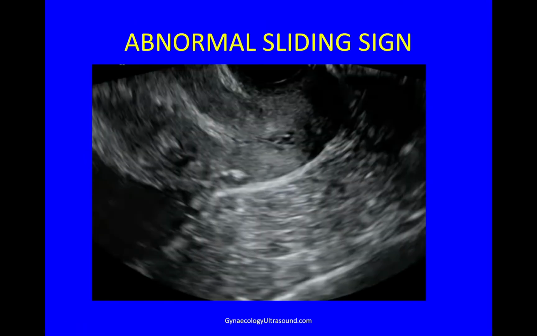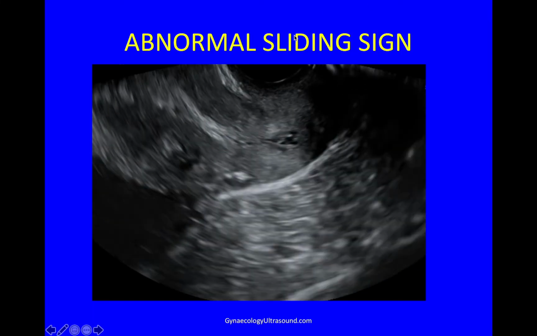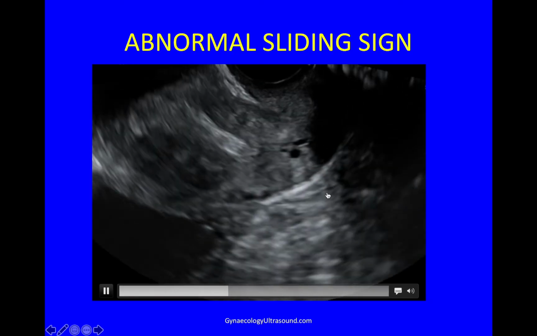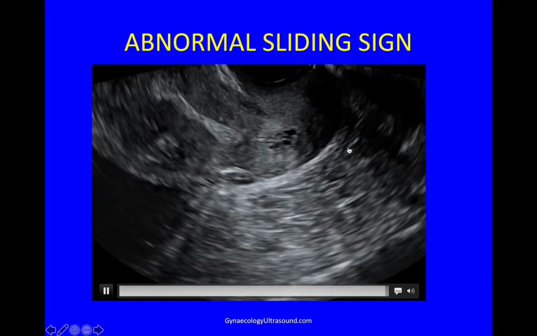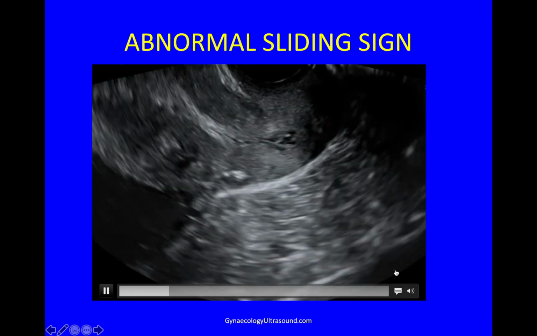So then this is an abnormal sliding sign. Here you can see again, I'm pressing gently with the probe, that things move, but it all moves together. The uterus with adenomyosis, the bowel, and endometrioma, everything moves together. This is an abnormal sliding sign.